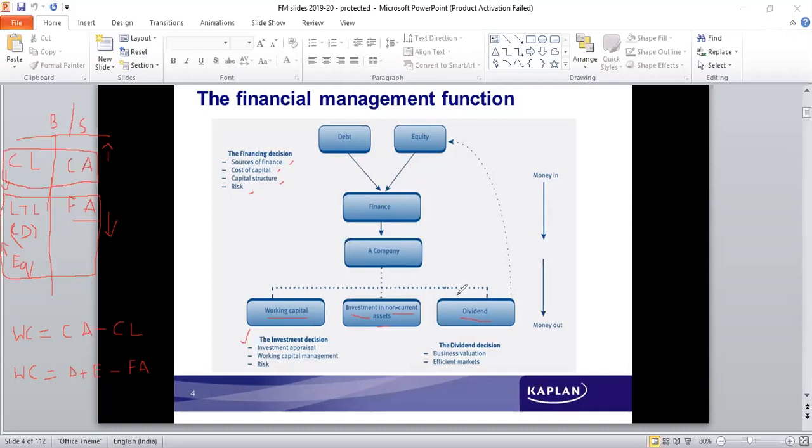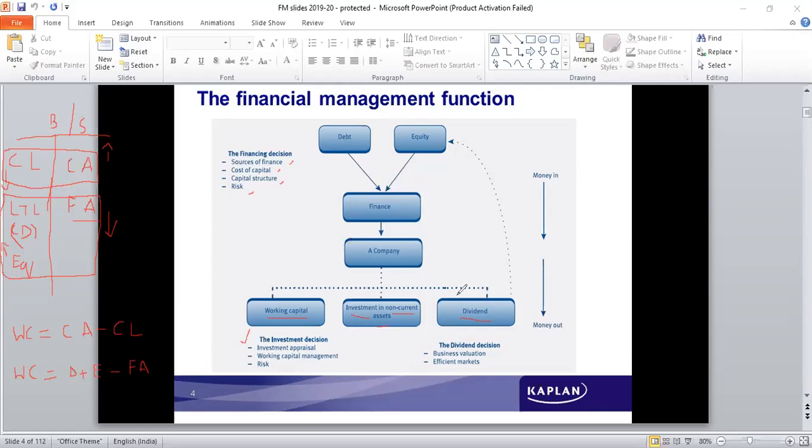Fine. Then there are theories we have to learn in connection to the market performance, efficient markets, how the markets are there, and the theories which are associated with the market, stock markets, the dividend decisions. All of them are going to be covered under the category of dividend.